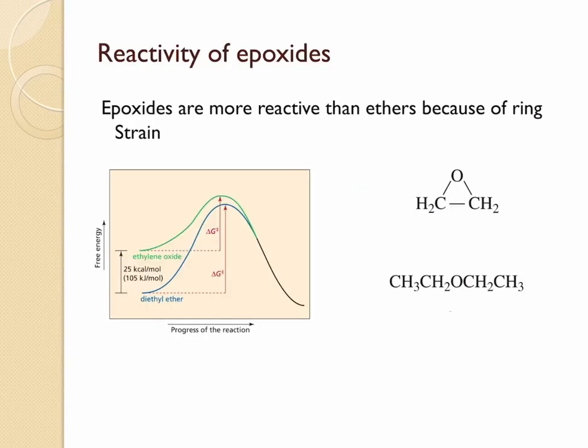Here is the reaction coordinate of ethylene oxide and diethyl ether when they undergo a nucleophilic substitution reaction with OH- as a nucleophile. As you can see from the reaction coordinate, it is very clear that ethylene oxide is more reactive than diethyl ether. And that is because of the ring strain in the three-membered ring structure of epoxide.